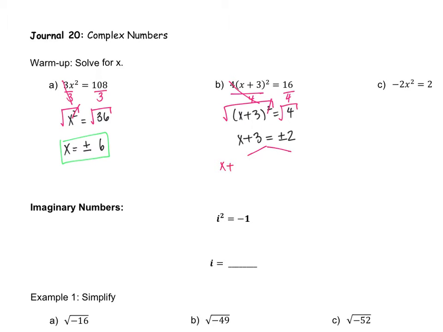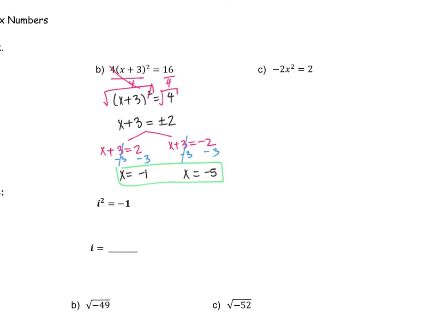So I have x plus 3 equals positive 2 and x plus 3 equals negative 2. That makes it a little bit easier to solve. I'm just going to move the 3 over now. Subtracting the 3, that cancels, and I'm left with x equals 2 minus 3, which gives me negative 1. And x equals negative 2 minus 3, which is negative 5. So my answer is x equals negative 1 and x equals negative 5. I also get two x values.